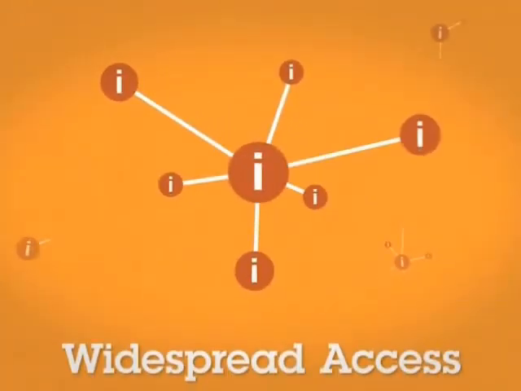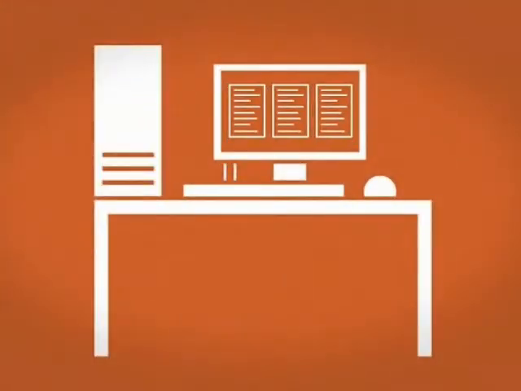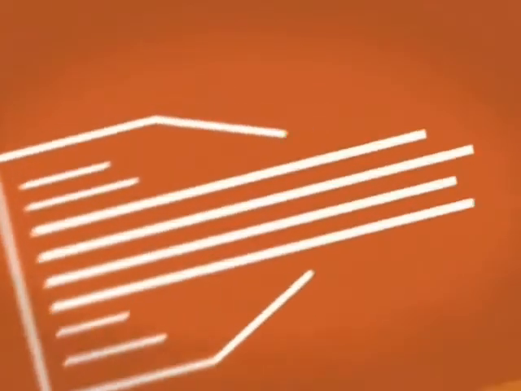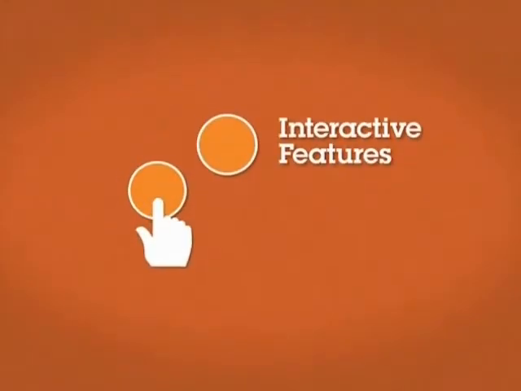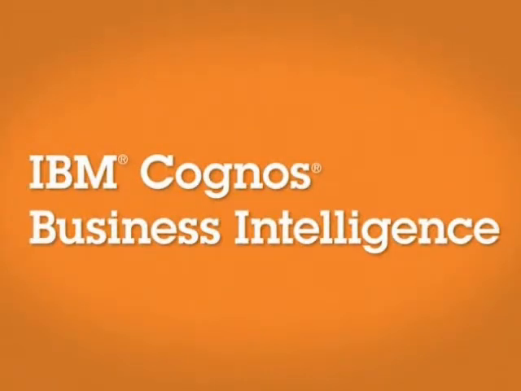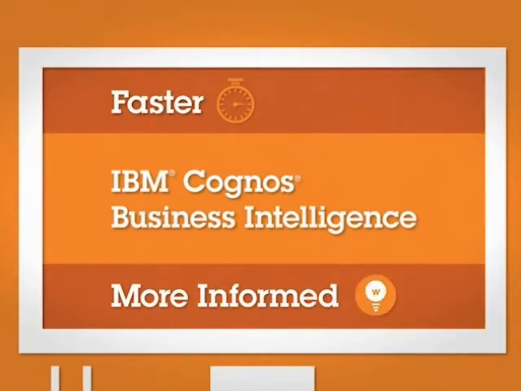The access to business information is becoming more widespread, while exchange of this information is occurring more rapidly. There is a growing incentive for business intelligence report authors to overcome the rigidity of traditional reports by providing interactive features, analysis, and universal accessibility. IBM Cognos Business Intelligence enables professional authors to build reports that can inspire faster, more informed decision-making.